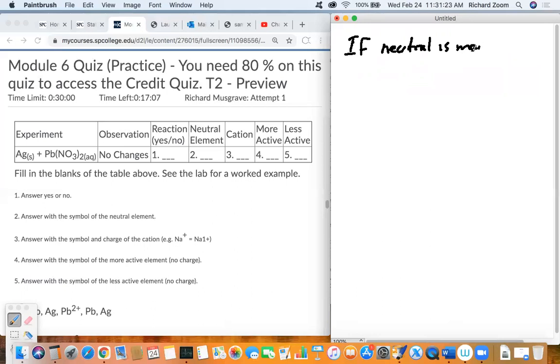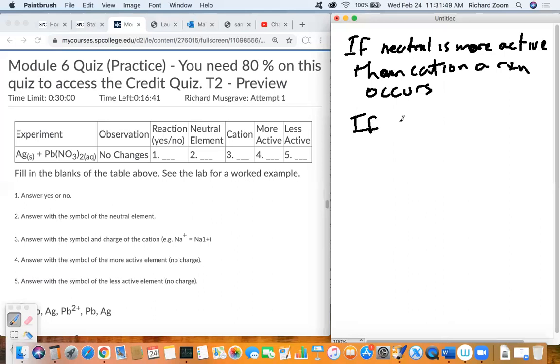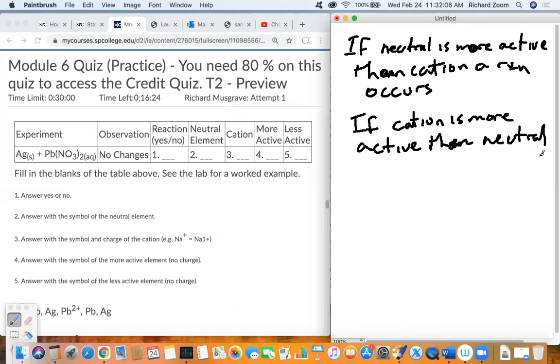if the neutral is more active than the cation, a reaction will occur. If the cation is more active than the neutral, a reaction does not occur. So you just have to be able to determine what's neutral and what's a cation.